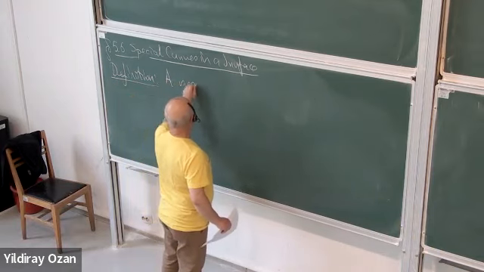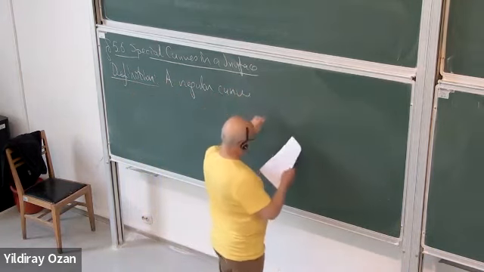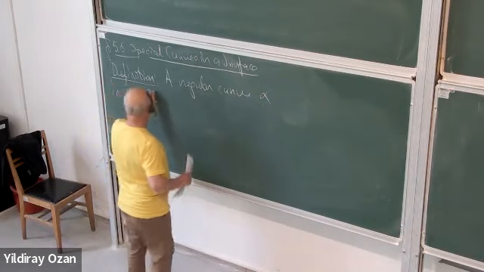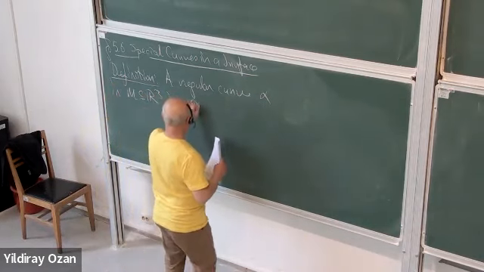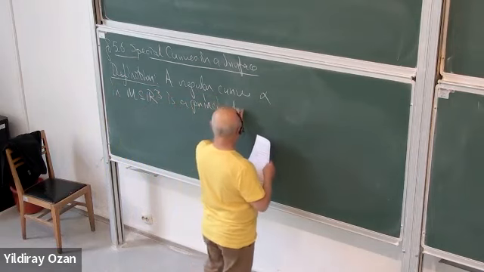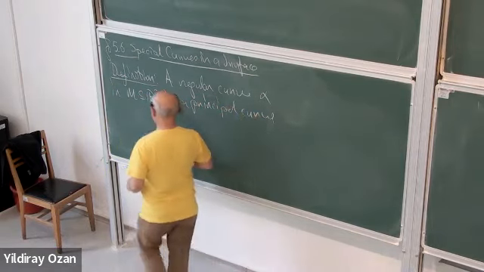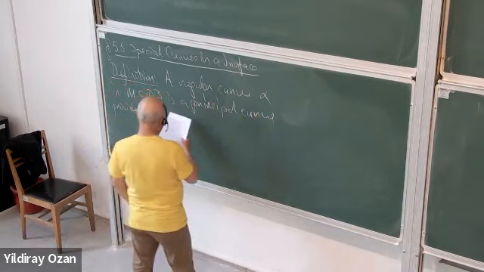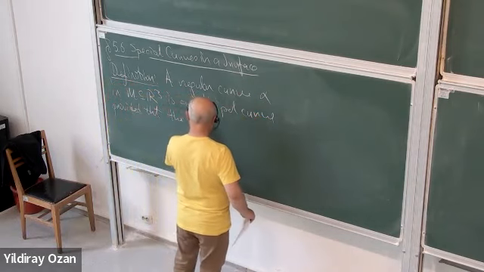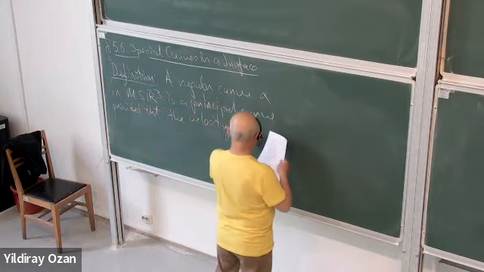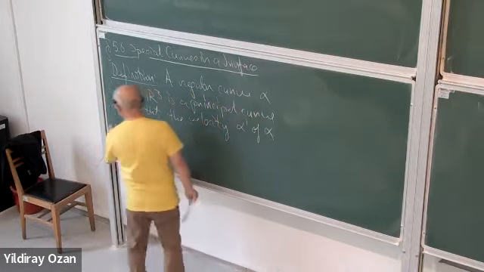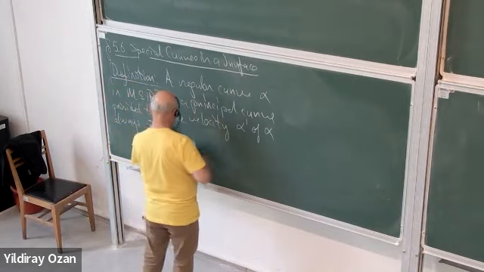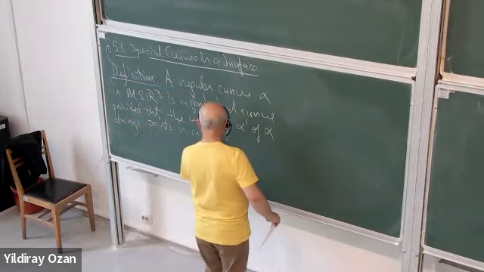A regular curve alpha in a surface M in R3 is a principal curve, provided that the velocity alpha prime of alpha always points in a principal direction.